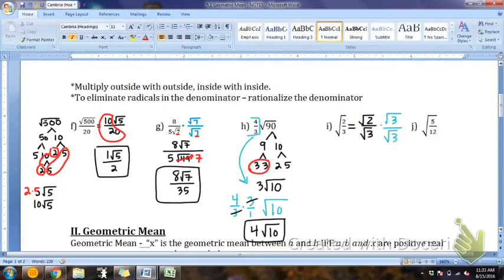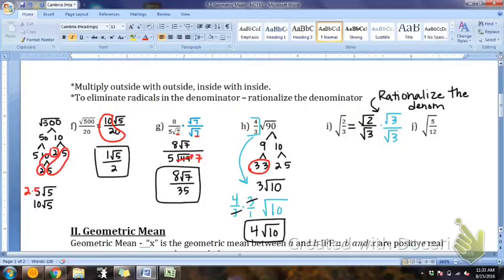This process right here is called rationalizing the denominator. You need to know that. So when I say, oh, you need to rationalize the denominator, you're going to know what I'm talking about. That's what this process is called. Rationalizing the denominator. You're making the denominator a rational number.